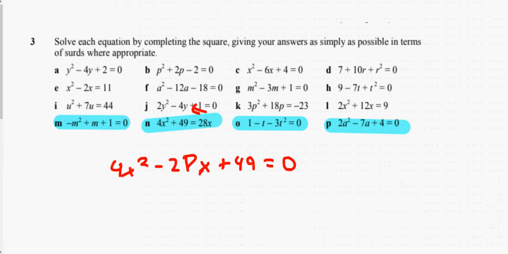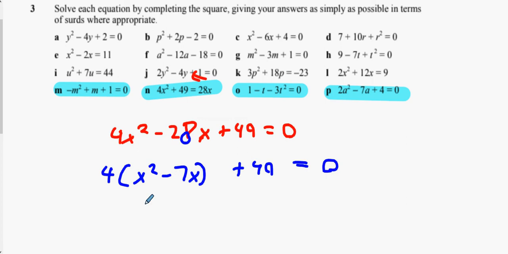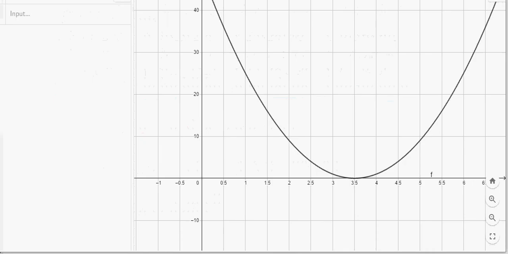Alright, what's our routine? Take out what? 4. And what are we getting left over with? Okay. You're about to see where your 3.5 comes from. What you do with the x squared minus 7x? What you get? X minus. You already know the 3.5 straight away, don't you? You already know that an x value of 3.5 is the minimum. Straight away. Okay?